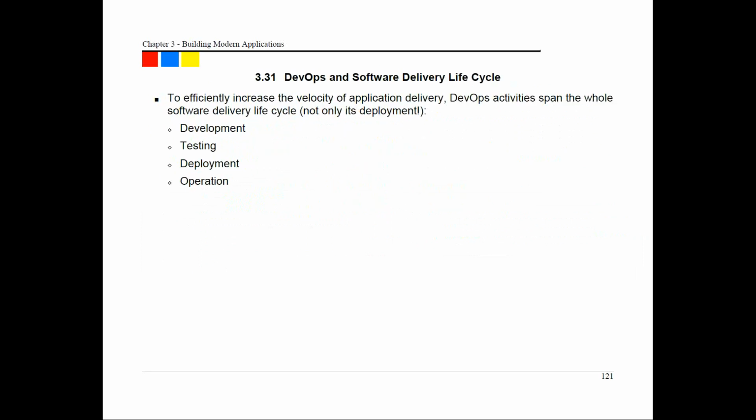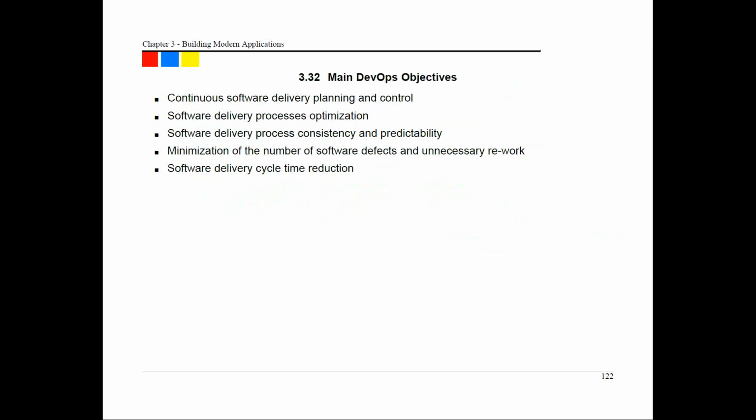You can view DevOps as a culture across team software delivery discipline. Typically, DevOps will cover development, testing, deployment, operations, and we use a whole bunch of tools to allow us to have continuous software delivery, highly optimized and as much as possible automated software delivery processes, and minimization of the number of software defects and unnecessary rework.